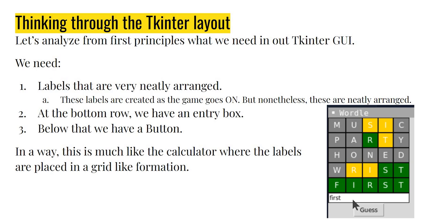At the bottom of all this, we have an entry box which is spanning the entire, let's say, columns. So you can imagine again that this can be placed with the grid method again with a column span of, let's say, 5, and then finally we have a button. However, there is something quite interesting with this which is different from the calculator, which is that these labels are being formed on the fly.